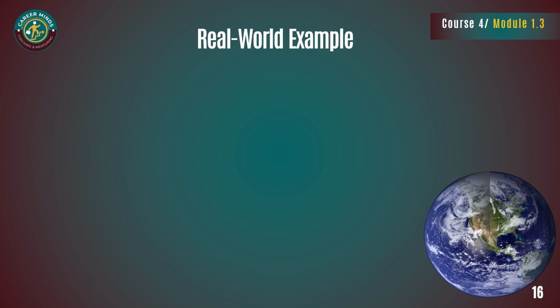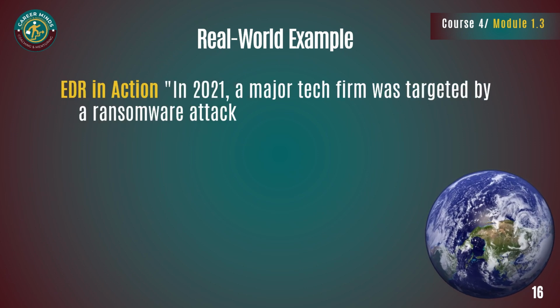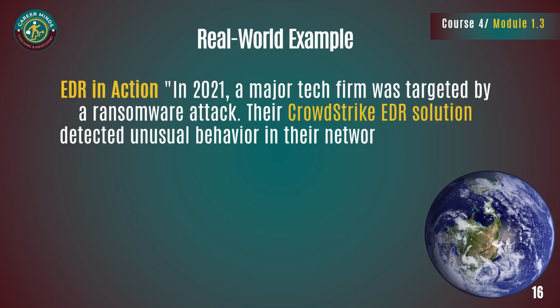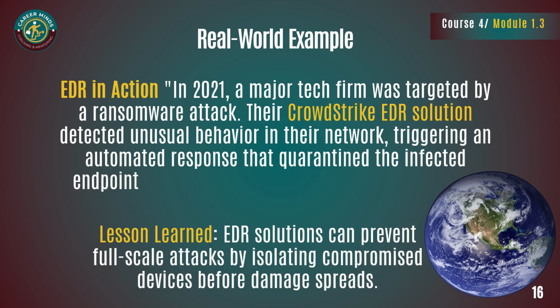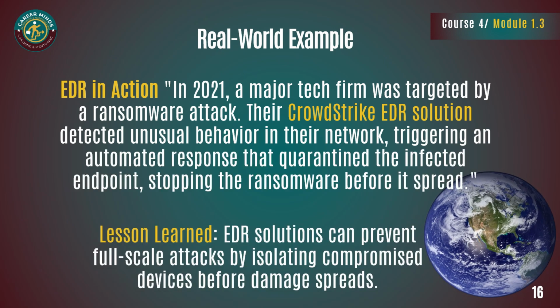A real-world example: in 2021 a tech company was hit by ransomware. Their EDR tool, which was CrowdStrike at that time, noticed odd behavior on a workstation and automatically quarantined the device. The ransomware was stopped before it could even move to other systems. The lesson learned here is that EDR tools are like fire extinguishers. They stop the fire before it burns down the entire building. Imagine a security guard who sees a thief in action and locks the door instantly before the thief can escape or even call for backup.